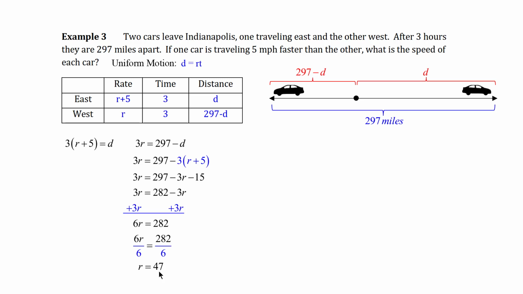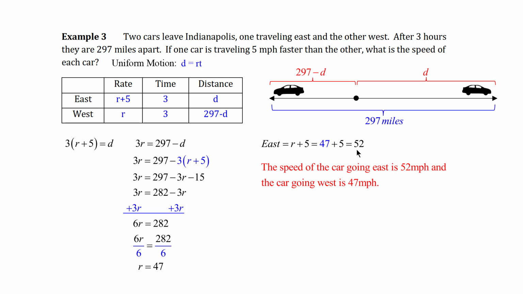Next, we need to find the rate of the car going east. The rate of the car going east is equal to r plus 5. We substitute our value for r, which is 47. We get 47 plus 5 is equal to 52. So the speed of the car going east is 52 miles per hour, and the car going west is 47 miles per hour.